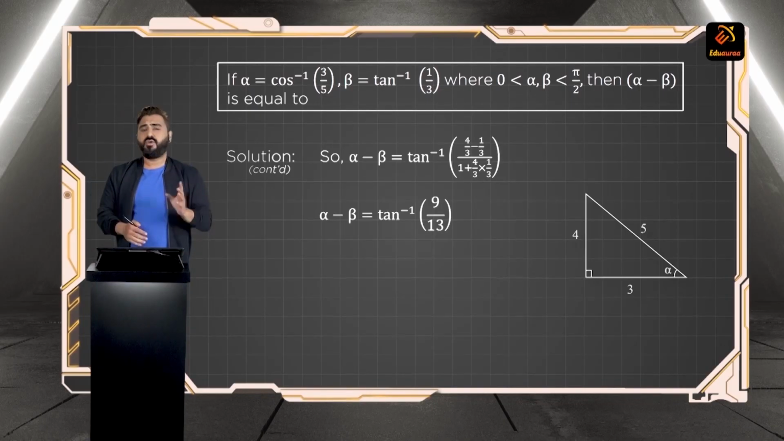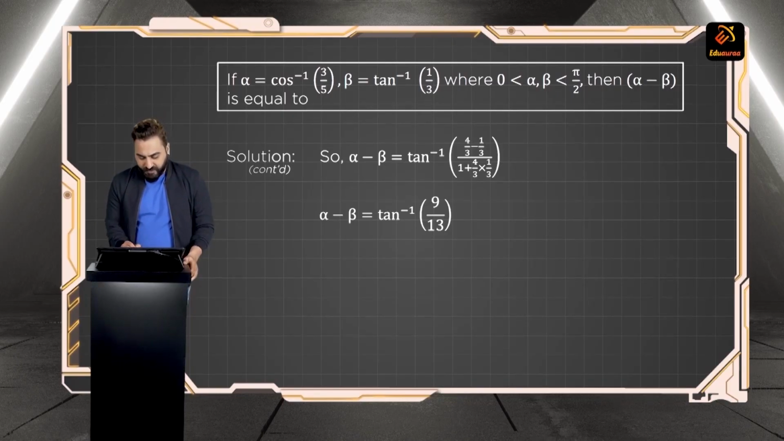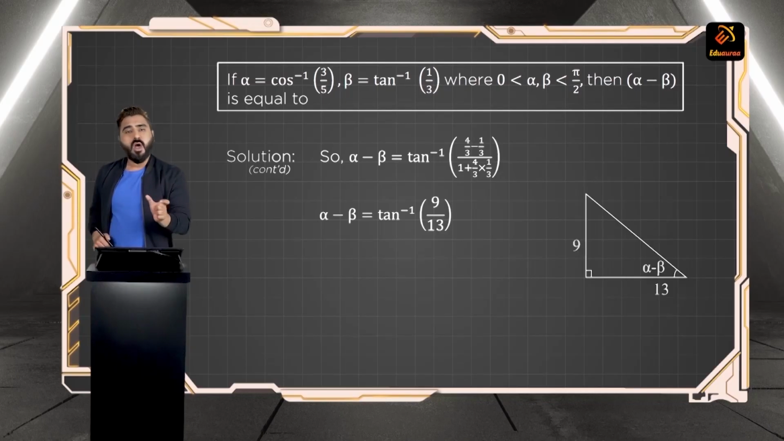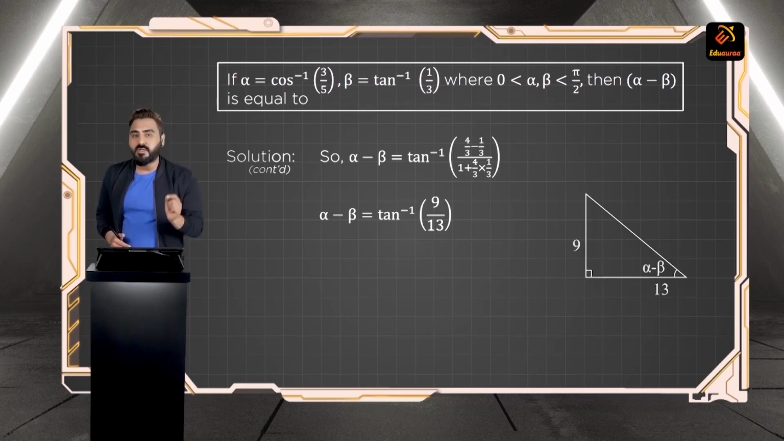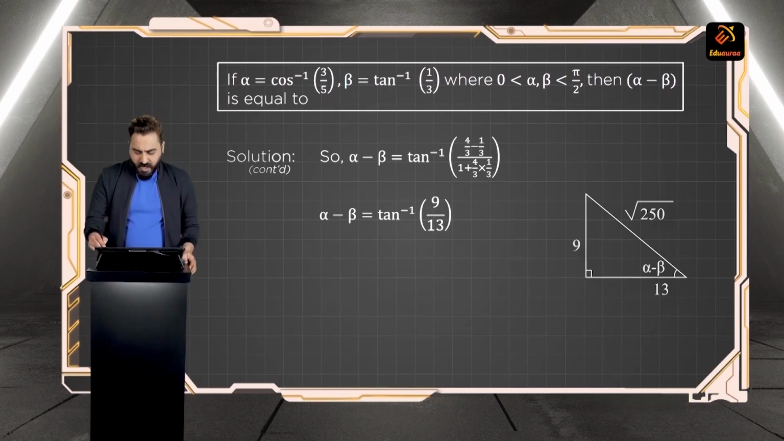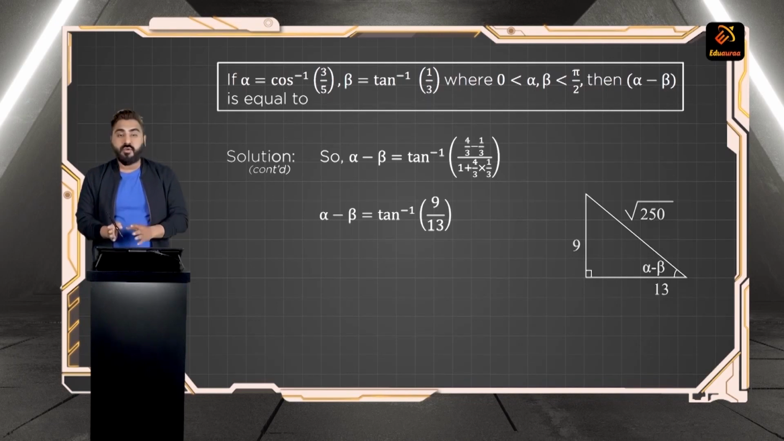So students, again, use a shortcut, draw a triangle. When we draw a triangle again, 90 degrees and some angle alpha minus beta. And students, we know that tan theta is nothing but opposite upon adjacent. So this is 9, this is 13. That means what will be your hypotenuse side? It will be root of 9 square plus 13 square, that is 81 plus 169, which is nothing but root of 250. Now students, let us find alpha minus beta in terms of sine.